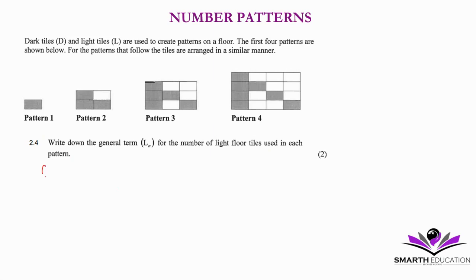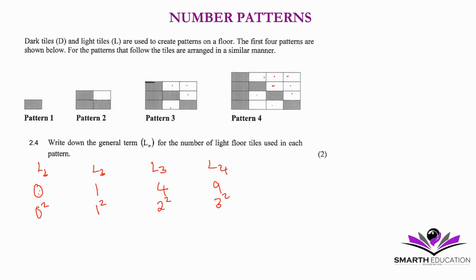So we say here first pattern is 0, L1 is 0. We're looking at the light tiles 1, L3, 4, then L4, 9. We have to recognize the relationship between n, the position, and the term itself. These are square numbers, so this should be 0 squared, 1 squared, 2 squared, 3 squared, like that. What's the relationship between n, the term position, and the term itself?